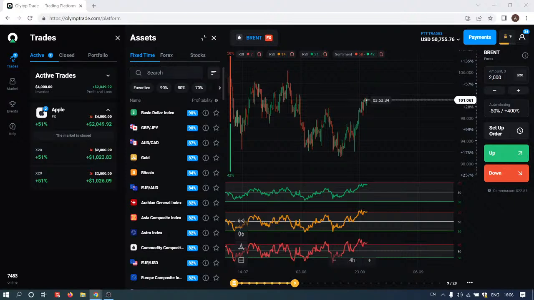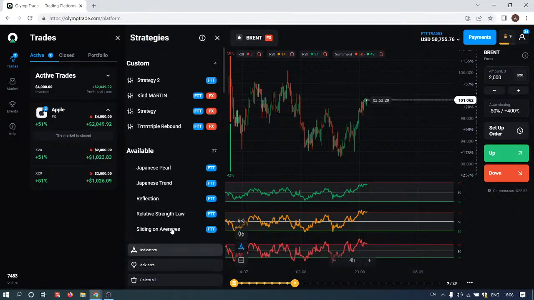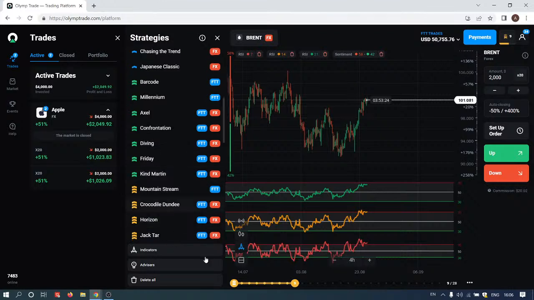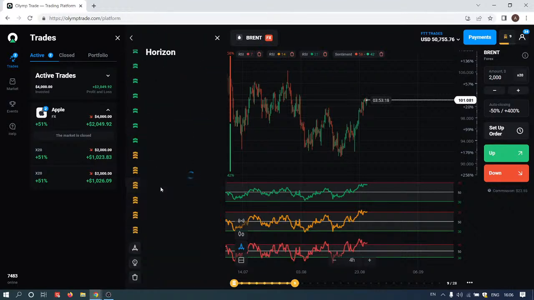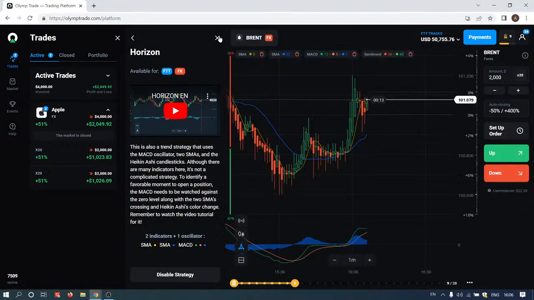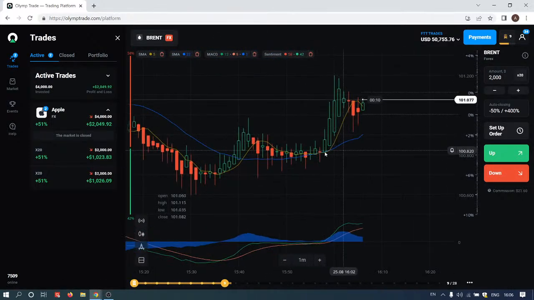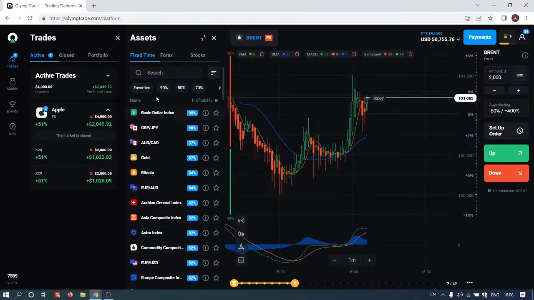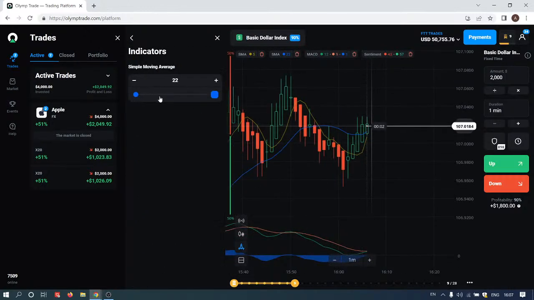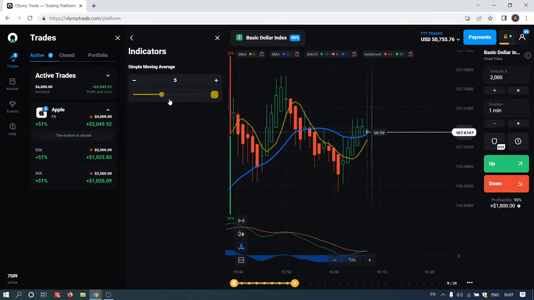let's go ahead and talk about today's strategy, called Horizon. All you need to do is click on the technical analysis tab, then scroll down to the Horizon trading strategy and click enable the strategy. Once this strategy has been enabled, you're going to see this picture, and let me switch back to FTT mode of trading. This strategy is mostly suitable for FTT mode of trading, even though you can also use it on Forex.